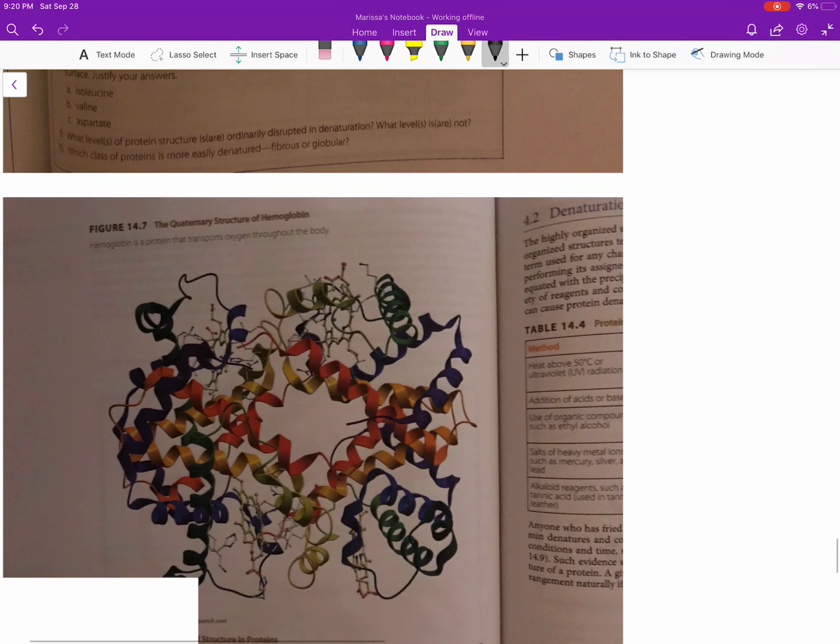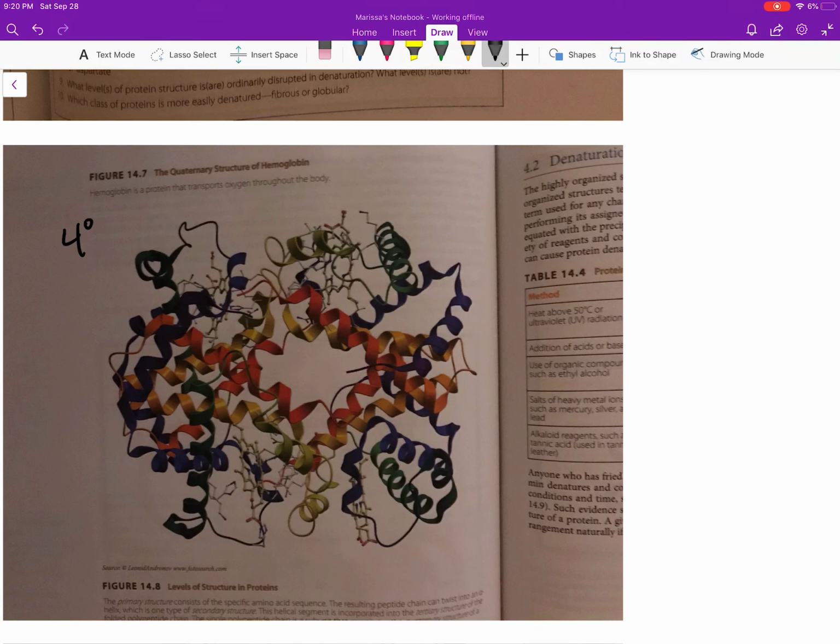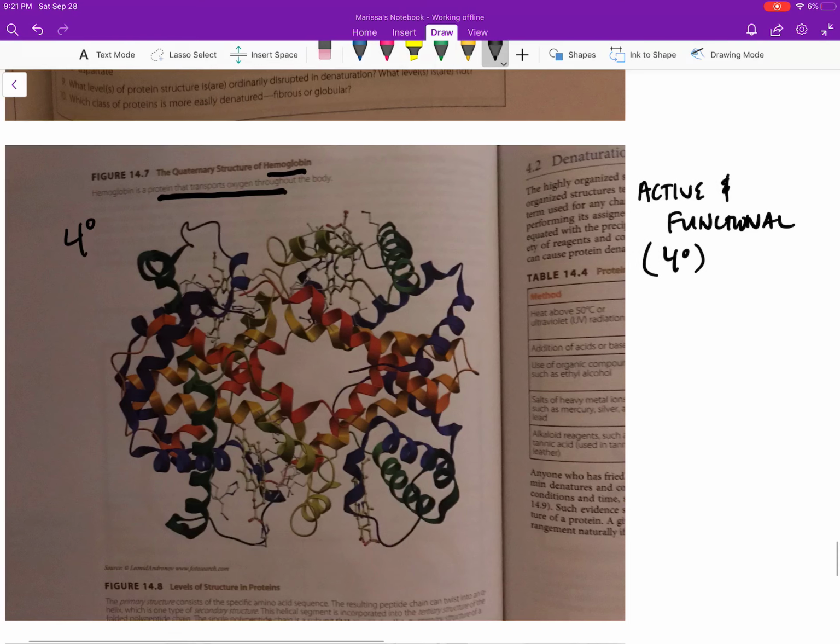All right, so the last structure is quaternary. This is an example of hemoglobin in its quaternary structure. Hemoglobin is the protein that transports oxygen throughout your body. The quaternary structure is very complex, and it's actually the only time that the protein is what we would consider to be active and functional. Anything other than that is considered to be denatured, and so it's not functional if it's in any other particular level.